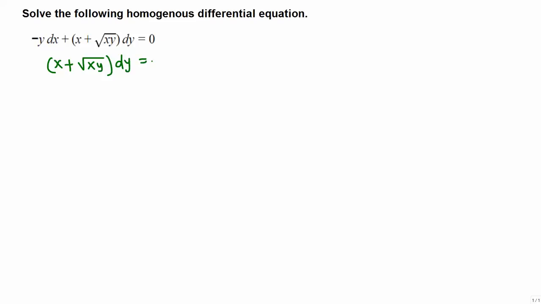dx to the right hand side, so y dx, and bring dx to the left side and move this to the right side. We get in differential form to derivative form, dy over dx. Now derivative form equals y over x plus root xy. Okay, this is homogeneous in the sense the top has degree 1 and bottom has degree 1 as well.